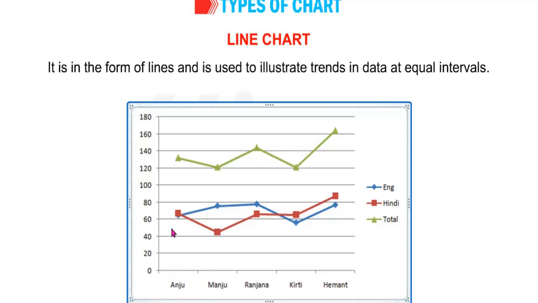Manju got more than Anju, and Ranjana got a little more than one, and Kriti is down. In English here, you can easily understand the data in equal intervals.